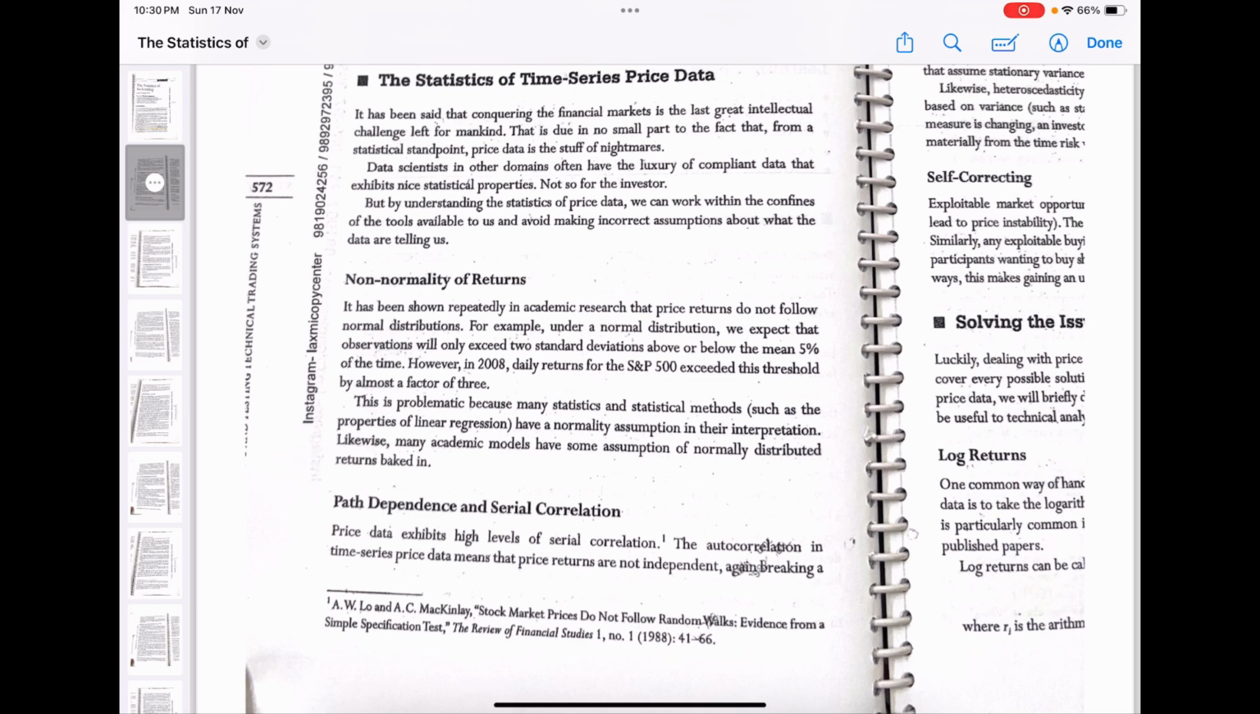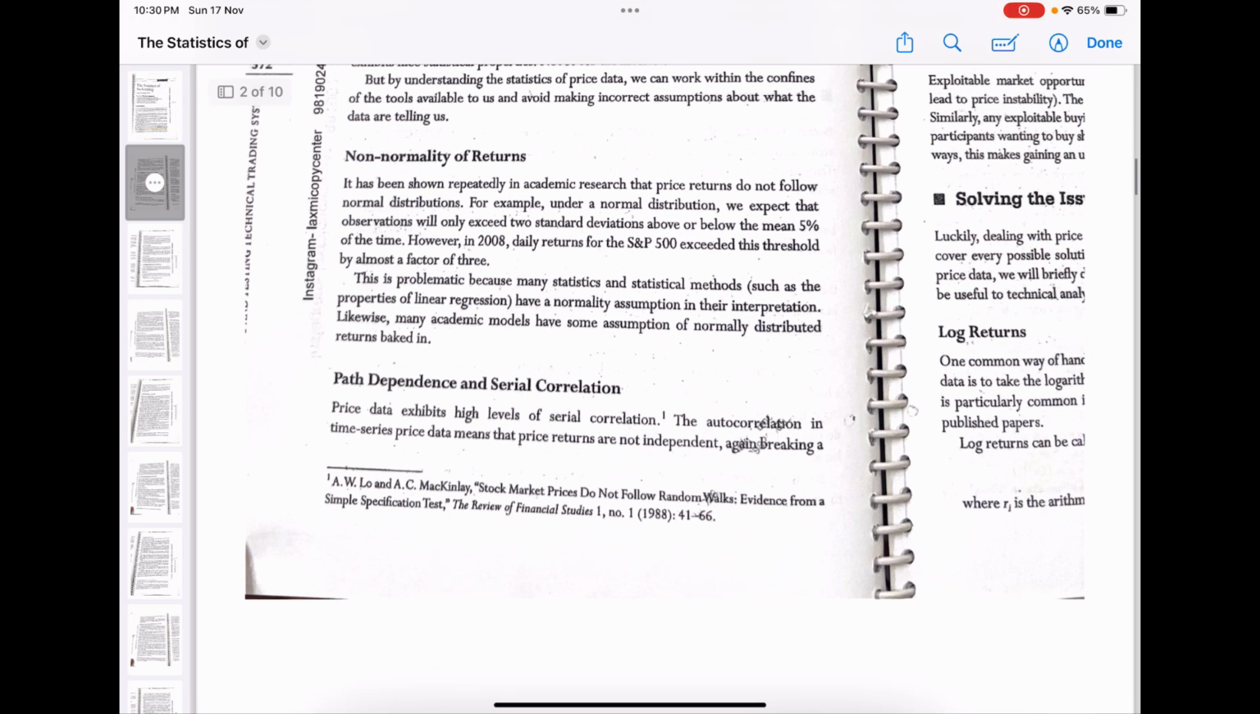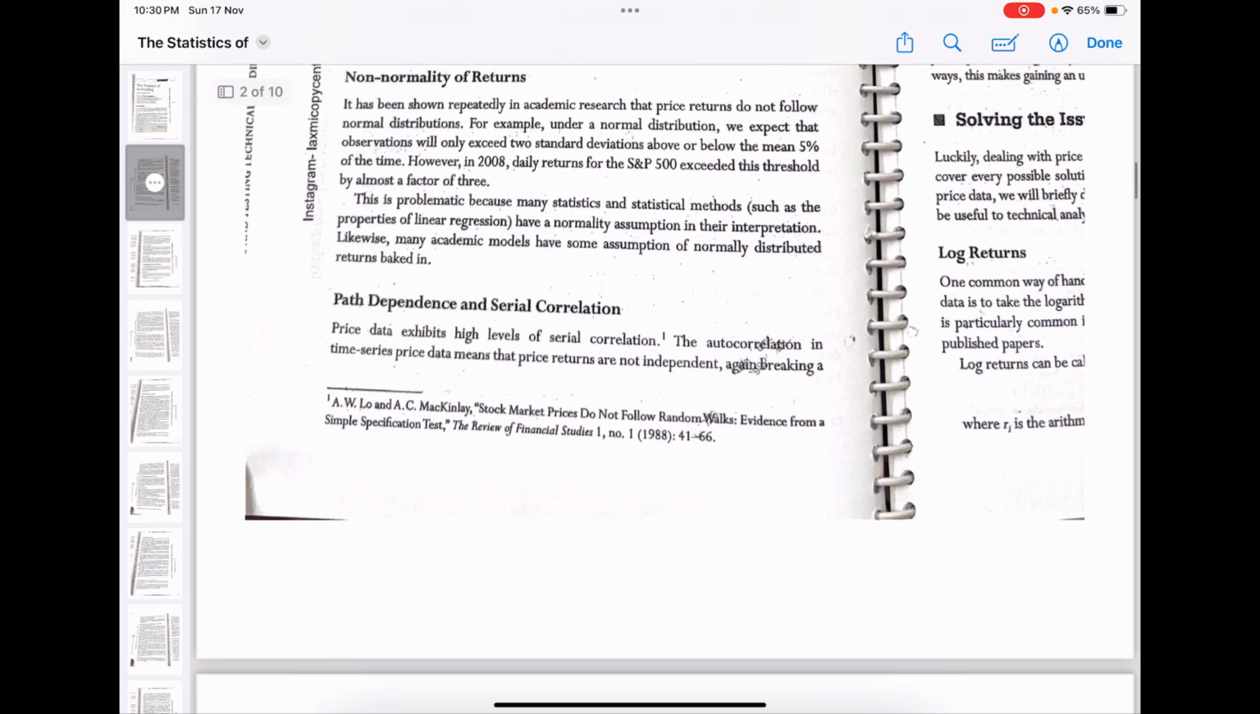Okay. It has been said that conquering the financial markets is the last great intellectual challenge left for mankind. That is due in no small part to the fact that, from a statistical standpoint, price data is the stuff of nightmares. Data scientists in other domains often have the luxury of compliant data that exhibits nice statistical properties, not so for the investor. But by understanding the statistics of price data, we can work within the confines of tools available to us and avoid making incorrect assumptions about what the data are telling us.